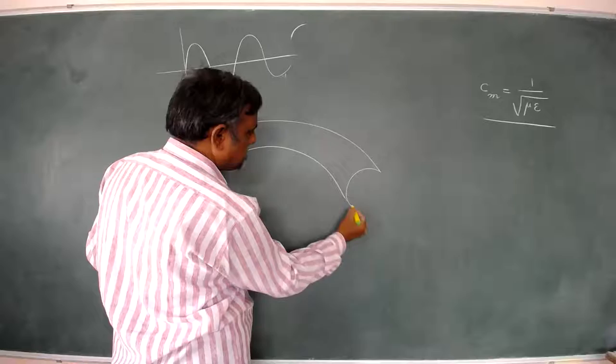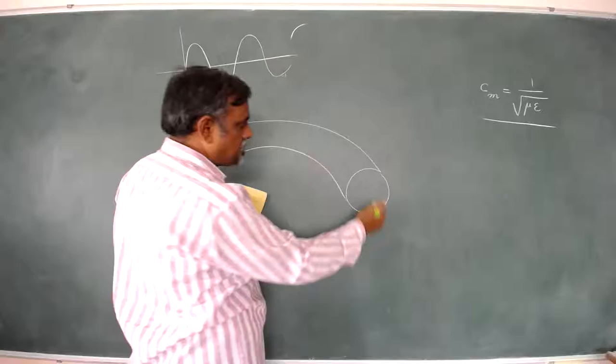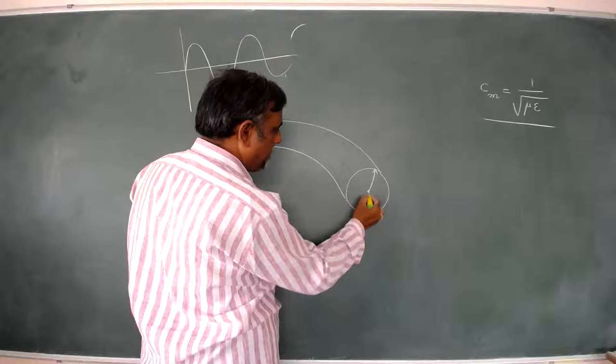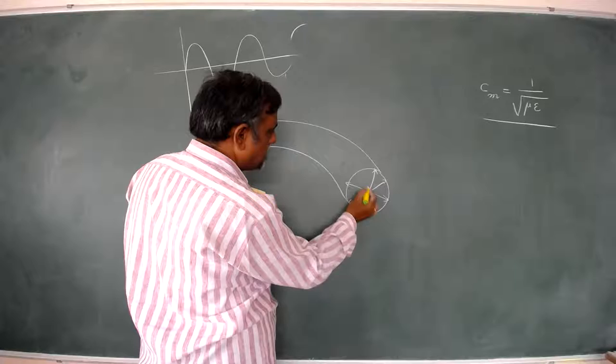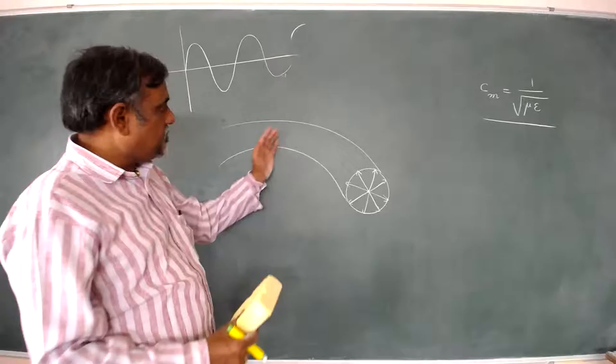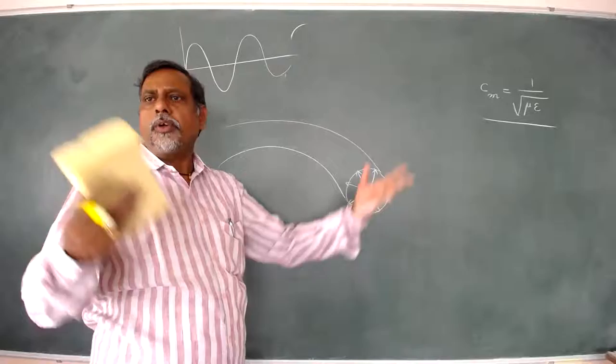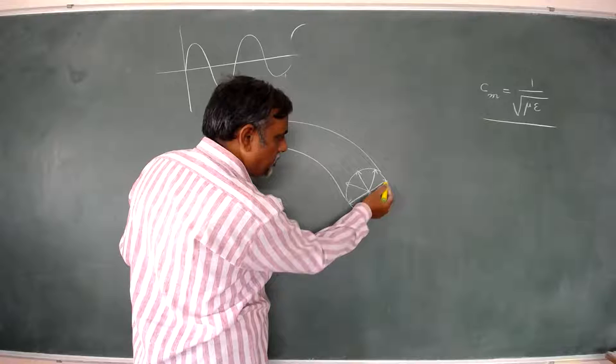In this beam of light, there will be so many oscillations. Some electric fields will be in this direction, some in this direction, some in this direction. So in this beam of light, there will be electric fields oscillating in multiple directions. Some oscillations are in this direction, some are confined in this plane, some like this, and some like this.